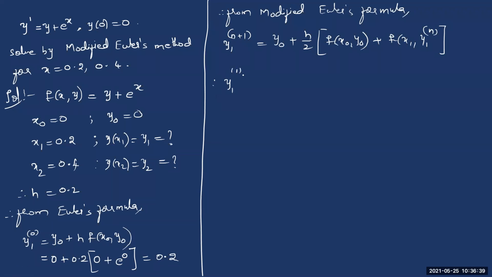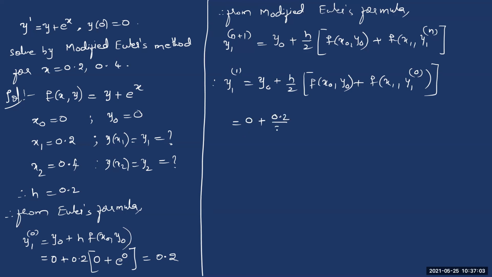You see, y1 first approximation is equal to y naught plus h by 2 times, I'm just writing for convenience, f of x naught, y naught plus f of x1 comma y1 initial approximation. So substituting, y naught is 0 plus h by 2, h is actually 0.2 by 2, into f of x naught, y naught. Be careful while substituting these things here. F of x naught, y naught, you know f of x, y is here. X naught, y naught means both are zeros.